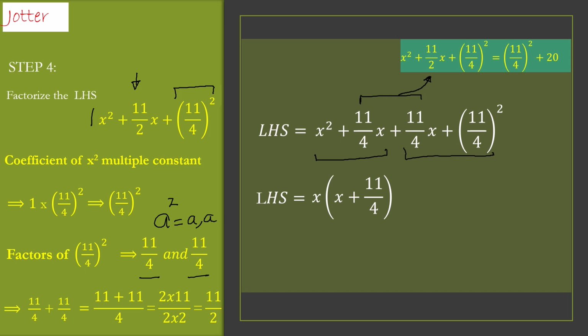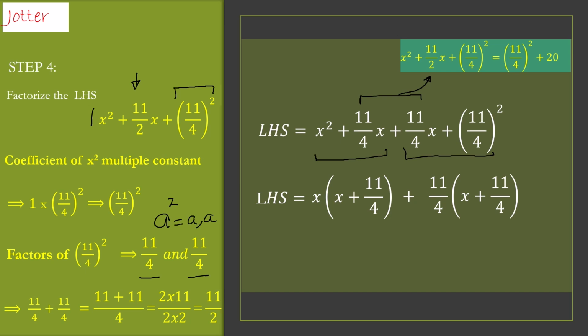x will go in 11 over 4x to give us 11 over 4. We have the plus in between, the plus will come, and then we look at what is common to the other two terms here. We will see that it's going to be 11 over 4. So if we take 11 over 4 out, 11 over 4 in 11 over 4x will give us x, and 11 over 4 in 11 over 4 squared will give us 11 over 4.